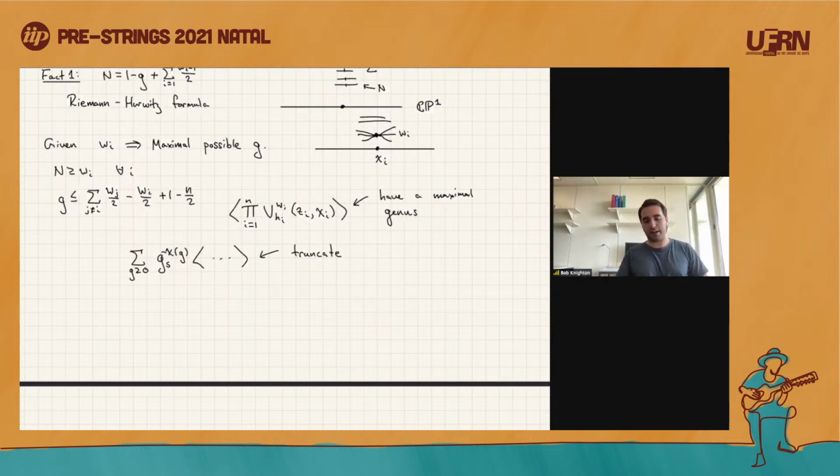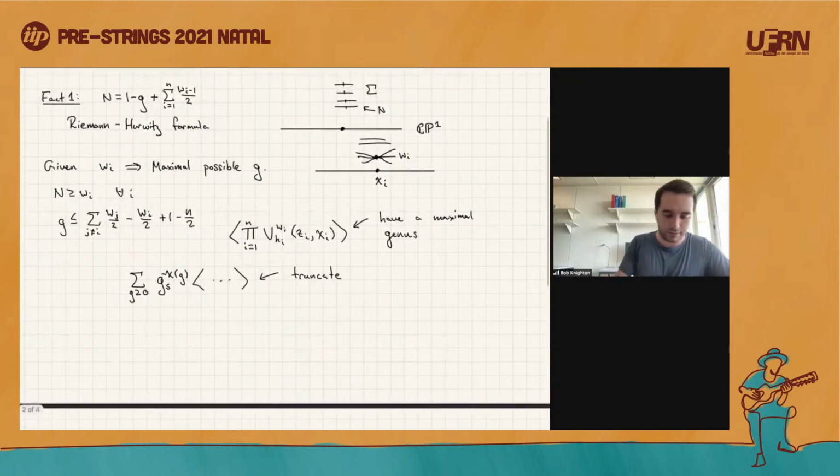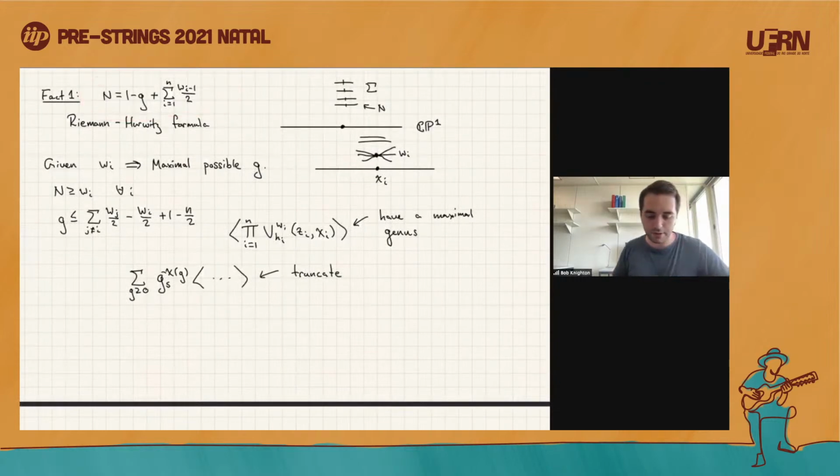So in particular, every single correlation function, or every amplitude that you would want to compute on the world sheet, has some maximum power in perturbation theory that you could expand to. And this is seen very simply just from the Riemann-Hurwitz formula. So as soon as you can prove that correlation functions on the world sheet only exist whenever the world sheet admits the structure of a covering space, then you can show that the amplitudes truncate in perturbation theory.